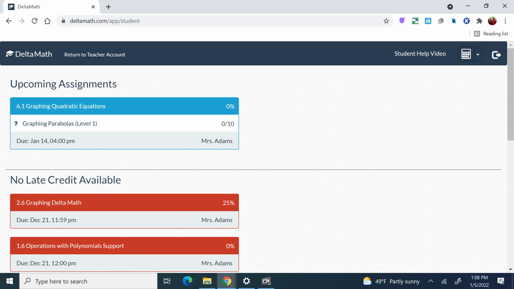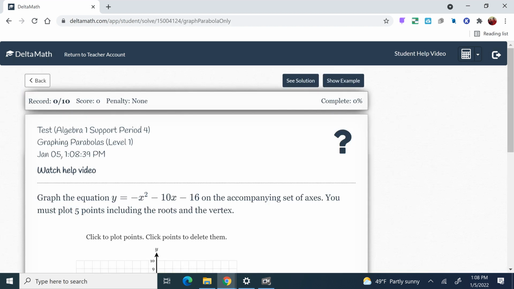So you're going to go to the 6.1 graphing quadratic equation assignment, and we're just going to do some graphing parabolas. So remember, parabolas deal with our quadratic equations. These kind of look like U's. And we got to know some key characteristics here because this first thing says to graph the equation y equals negative x squared minus 10x minus 16 on the accompanied set of axes. You must plot 5 points, including the root and the vertex. So we got some key terms there. We've got root and we've got vertex.